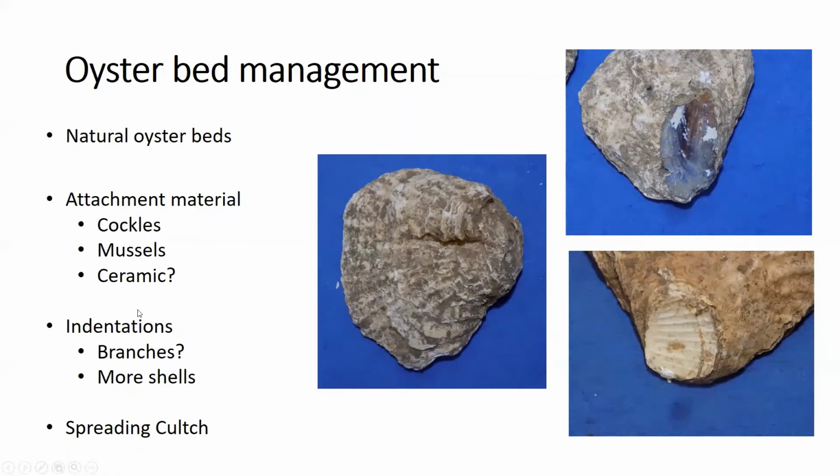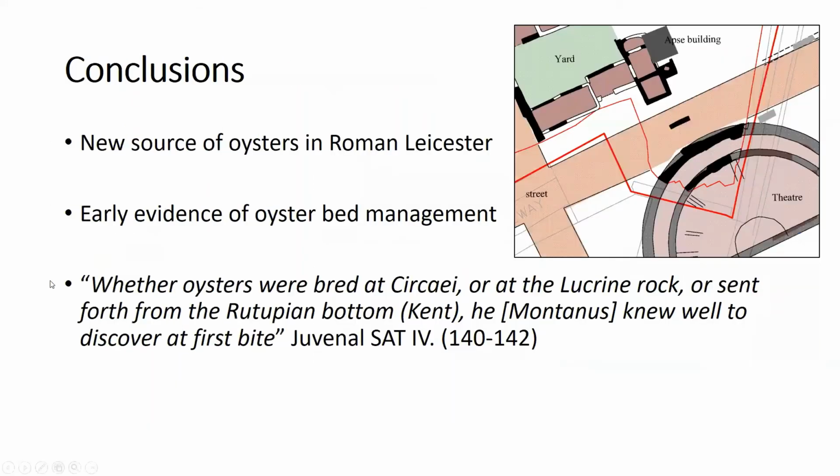Now, the technical name for this is spreading culch. Culch is just the word used for the variety of material that the shell attaches to. So there is possible evidence here that the Romans are artificially modifying the beds that the oysters are growing in. So the conclusions from this study show how we can use the types of evidence from the oysters to answer our questions.